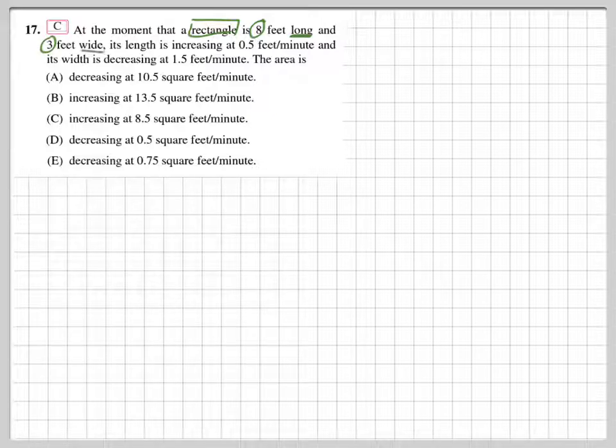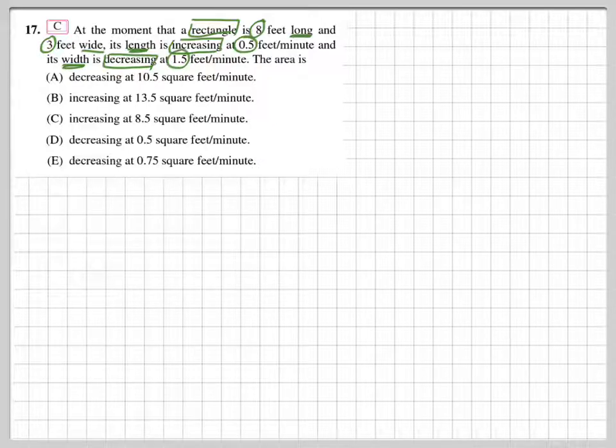3 feet wide. Its length is increasing. Now that's huge. Increasing means we have a rate right here. The length is increasing 0.5. And its width is decreasing. That means this is a negative rate right here.